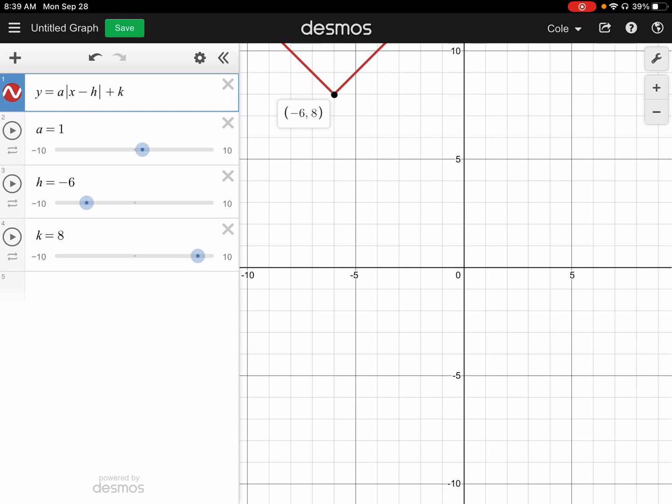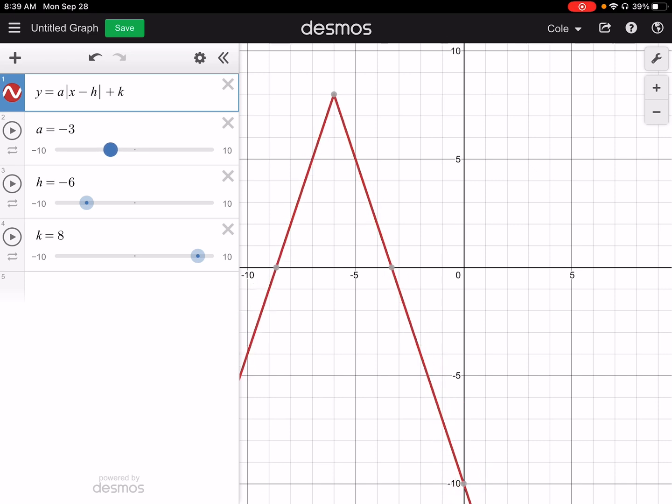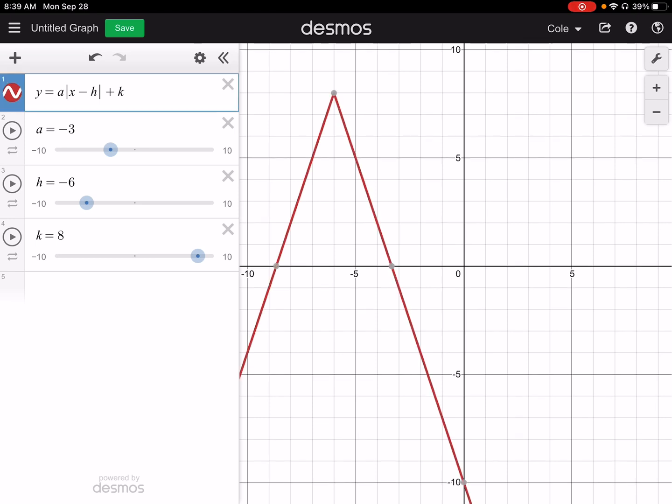I could also change the scale factor. So now I have a bunch of things. I have a vertical stretch, scale factor 3. I have a translation. I have a reflection. So this graph opens down, the vertex is at negative 6, 8, and there's a stretch with scale factor 3. Those are the vocabulary words that I need you to know, what A, H, and K do. And then you can proceed from there.